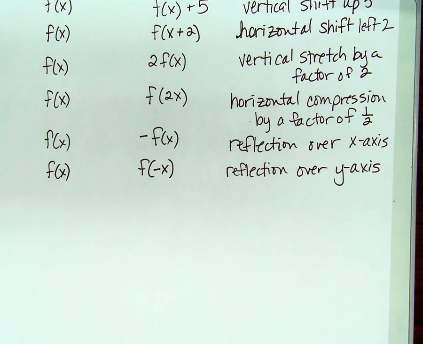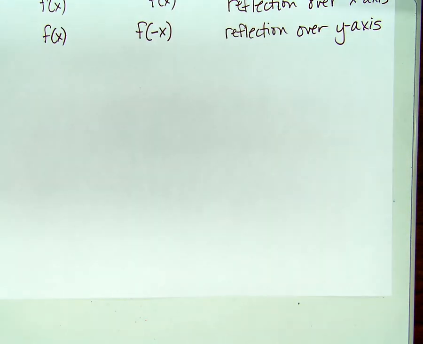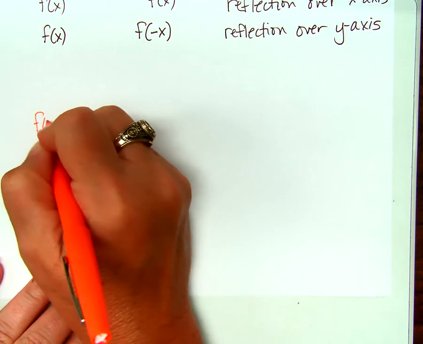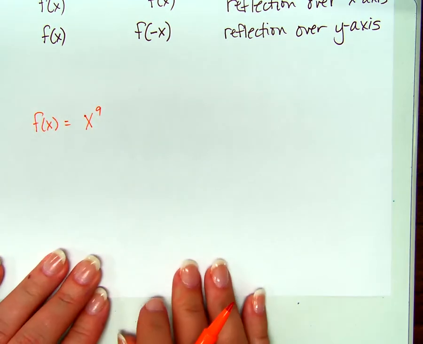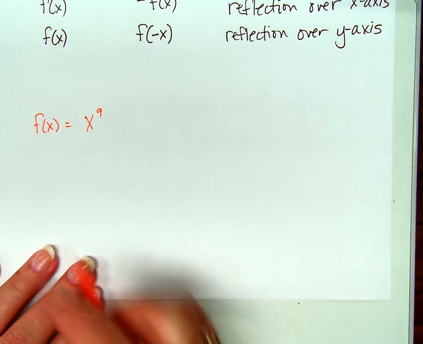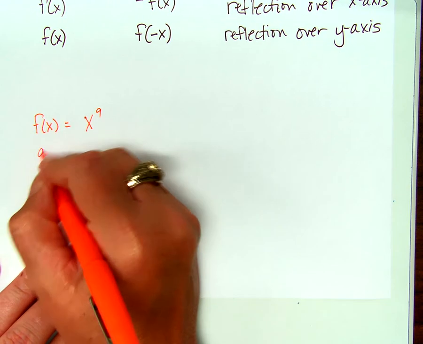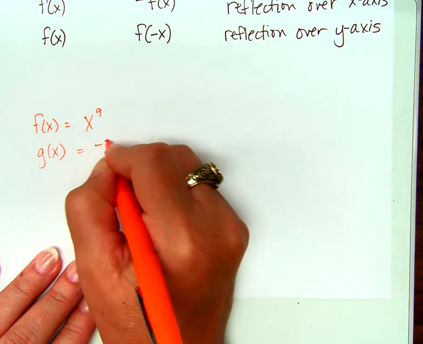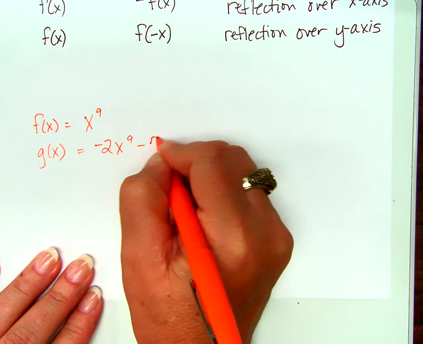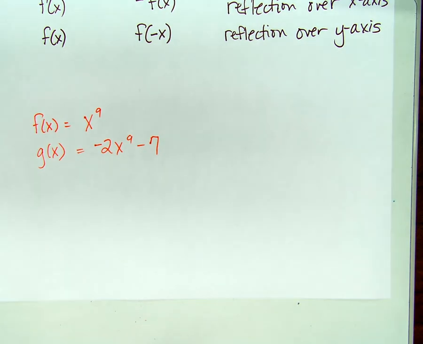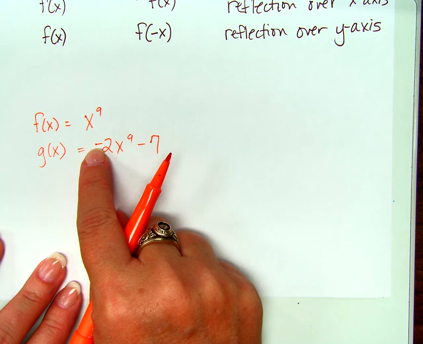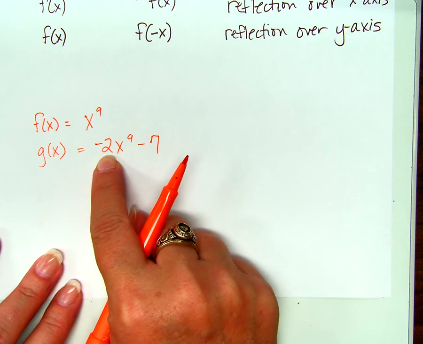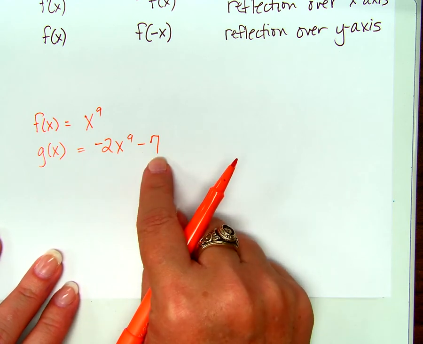It even goes so far that even if it's something you've never seen before, like if this happens to be my function, x to the 9th. Have you ever seen an x to the 9th graphed before? No. But if I told you g of x was negative 2x to the ninth minus 7, could you tell me the transformations of that graph? You can, right? You know that it reflects over the x-axis, has a vertical stretch by a factor of 2, and it shifts down 7, right?